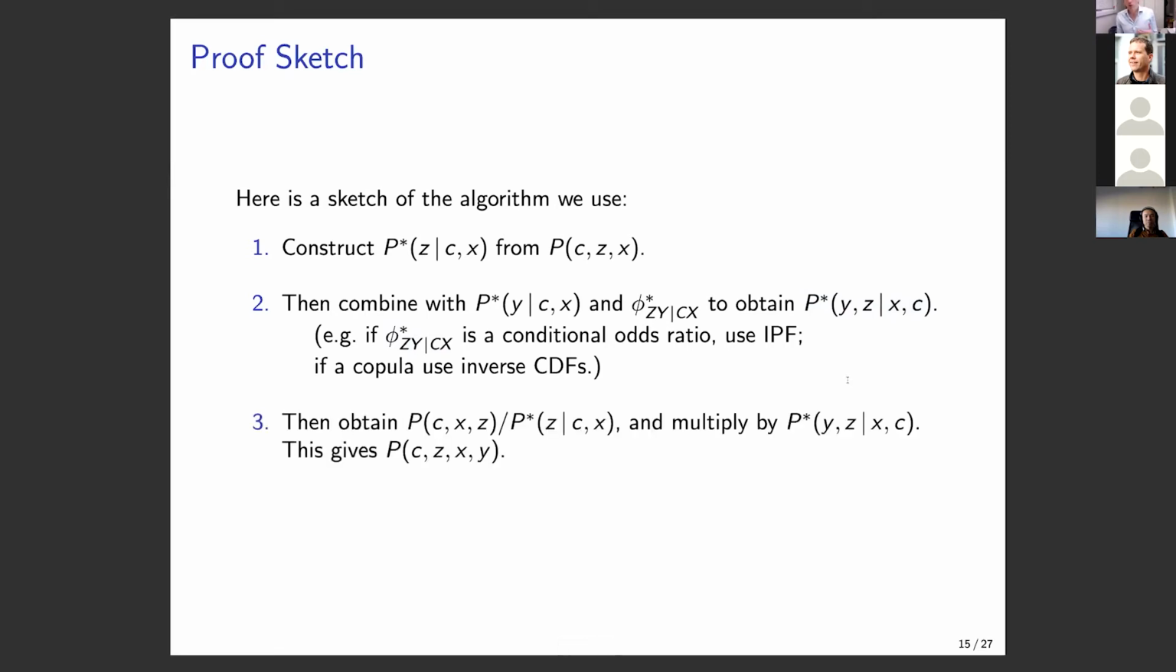Okay, and then of course, we're actually interested in P, not P star. So we should compute the ratio of the past, which we know, and the quantity that we computed in the first step, and then multiply that by this quantity here, and that will give us P. So we've got a nice closed form way of computing P, provided that we have a way of computing this, which we assume that we do. Certainly for copulas and for odds ratios, it will all work fine.